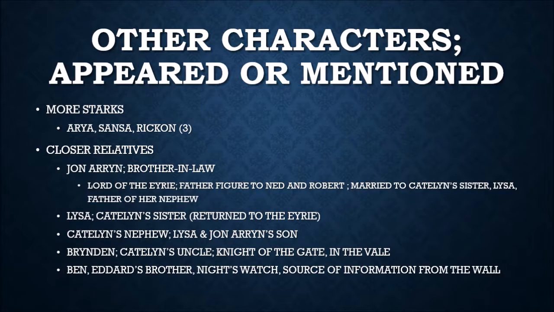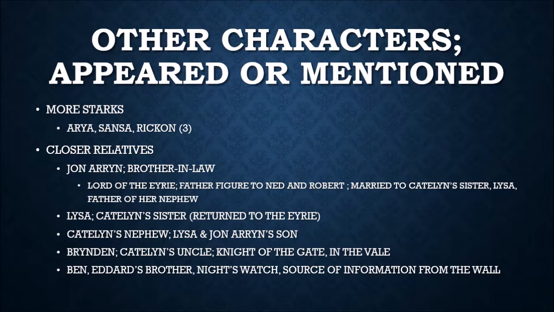Jon Arryn, who is unfortunately dead. We don't really get to know him, but he was Ned and Catelyn's brother-in-law, married to Catelyn's sister Lysa, who, since he's dead, has returned to the Eyrie, where Jon Arryn was the lord. So I guess she's going there to act as a sort of queen or lord regent, unless women can be rulers in this society, which we have yet to see.